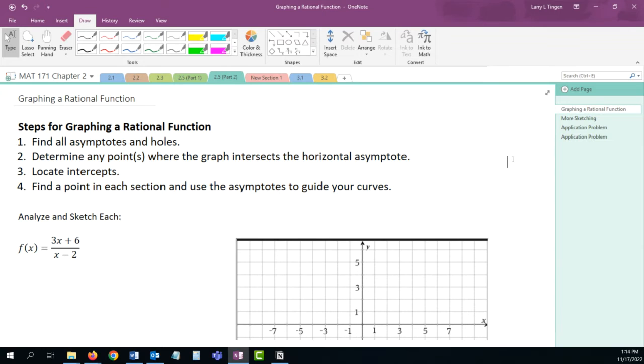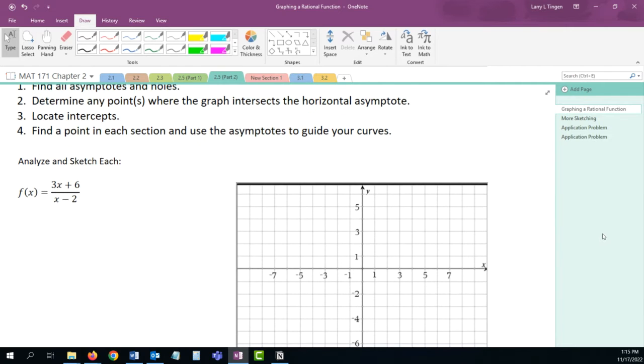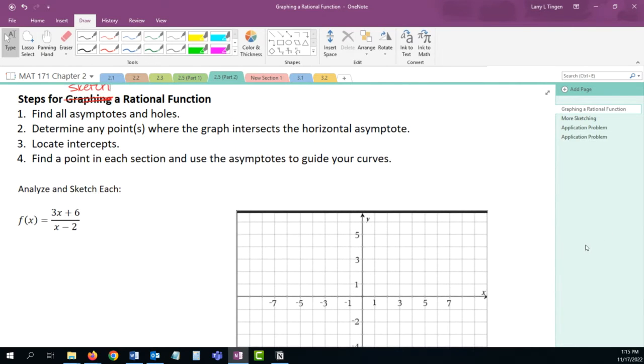All right. So how do I sketch a rational function? If I want you to graph a rational function, I'll tell you to go graph it on Desmos. I want you to sketch a rational function. I want you to get a good idea of what the function looks like, not so much nail every point spot on.